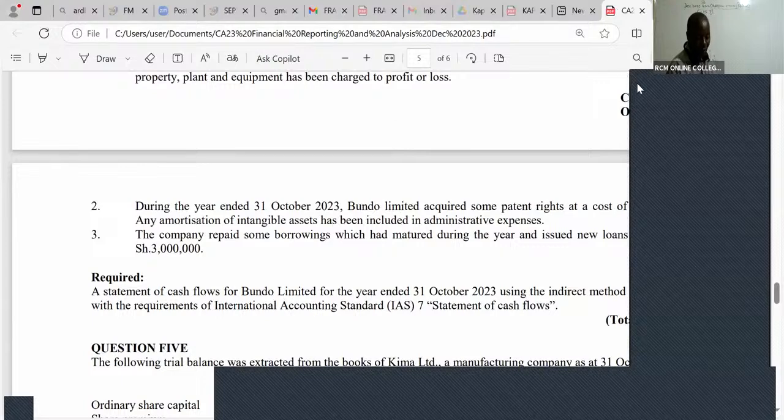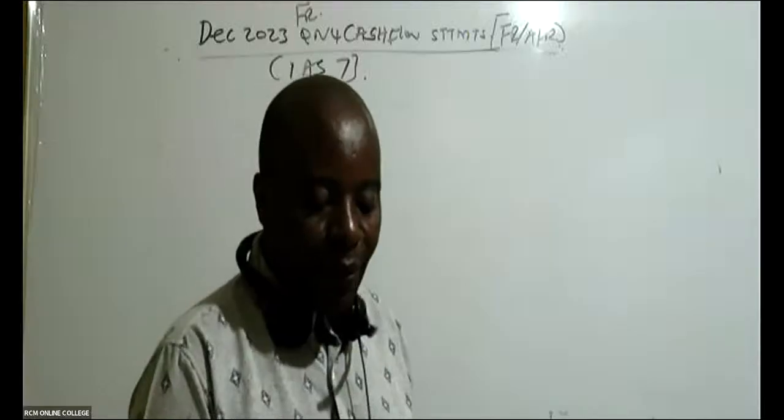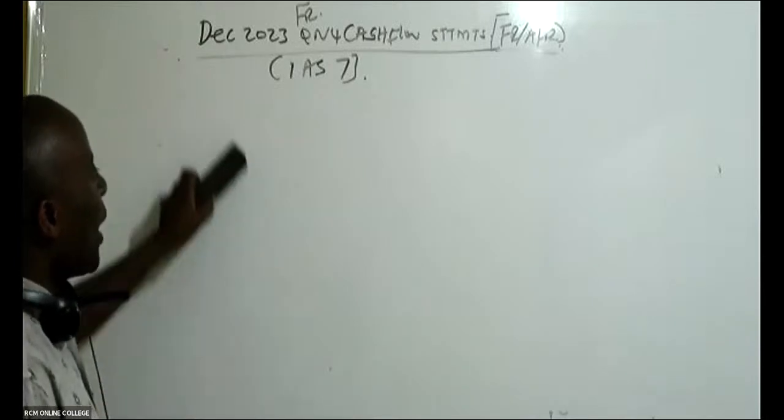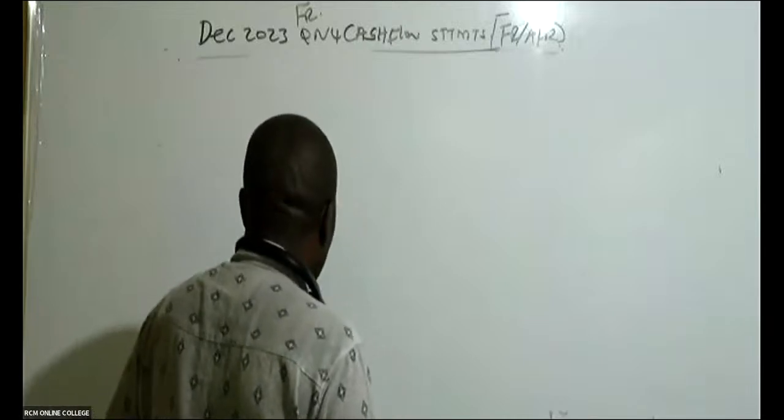So the requirement, what do they want me to do? They want a statement of cash flows for Bundo Limited for the year ended 31st October 2023, using the indirect method in accordance with International Accounting Standard 7, Statement of Cash Flows. Good luck. Our cash flow statement will have 3 sections.